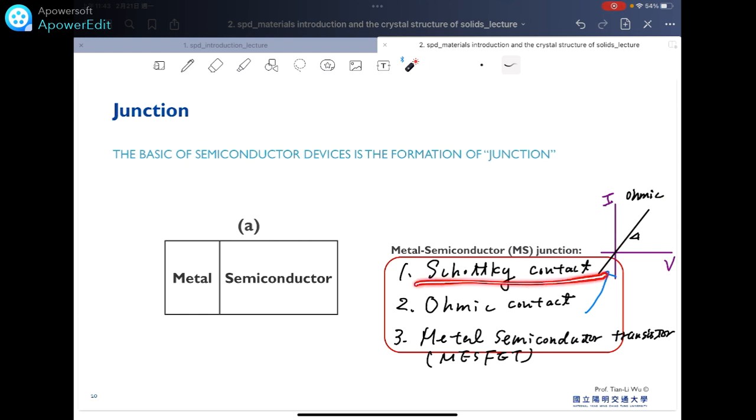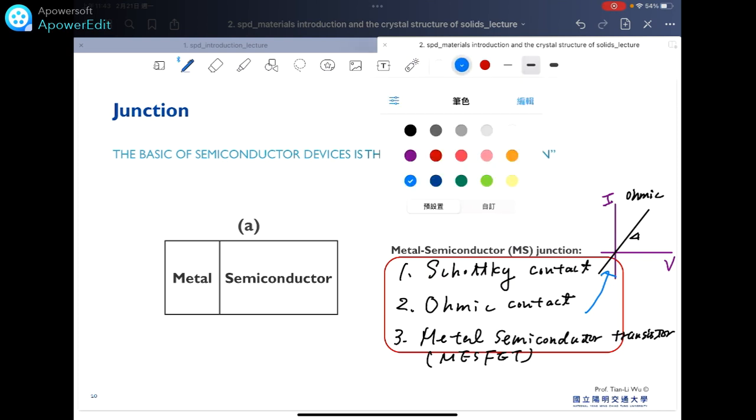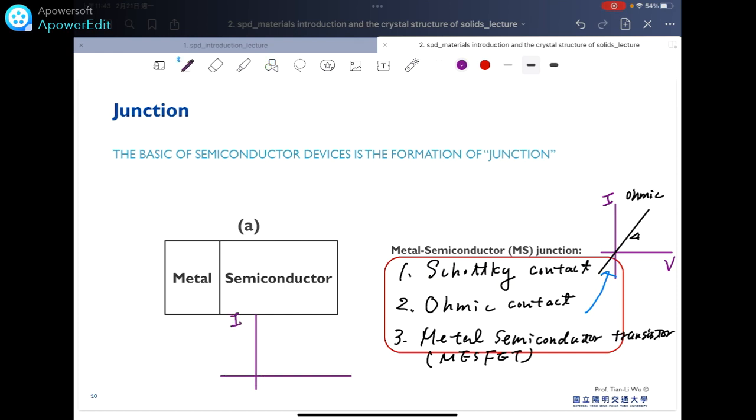On the other hand, what does the Schottky contact mean? The Schottky contact has a characteristic, still the same, we are interested in the current versus the voltage. In the beginning, even if you apply voltage, there's still no current flow. After a certain point, when your voltage is large enough, you then see the current increase. Therefore, your curve does not pass through the 0 point, and there's a certain voltage drop in this area. In this case, we call this a Schottky contact.